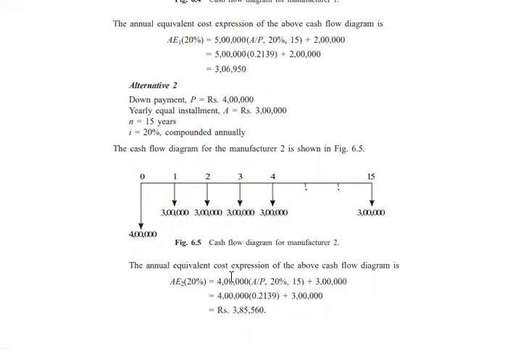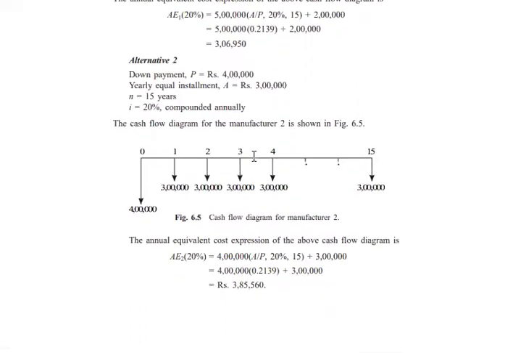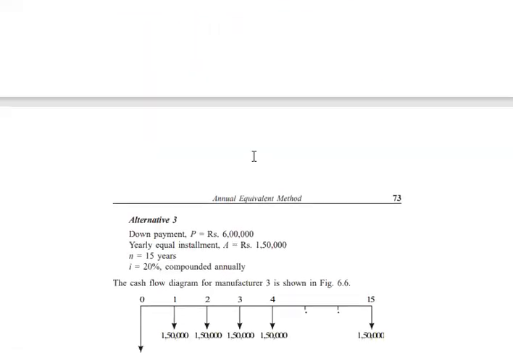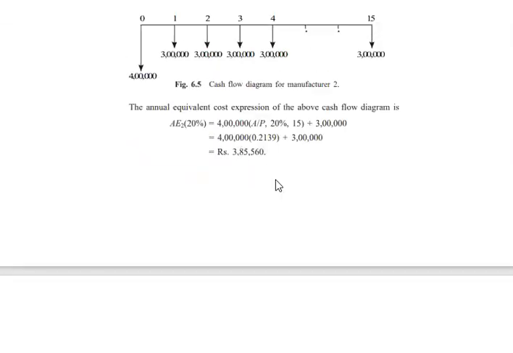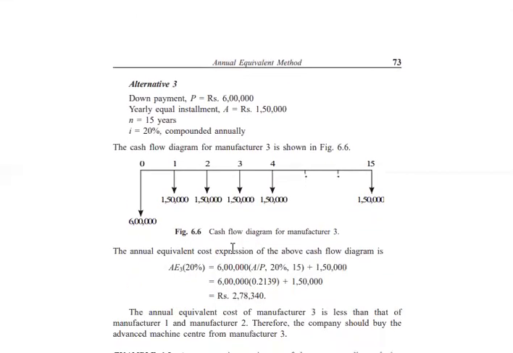And here we got the equivalent for alternative 1 as 3,06,950, alternative 2 as 3,85,560, and alternative 3 as 2,78,350. So you can opt for whichever is lowest, right? So you can go for the third option.